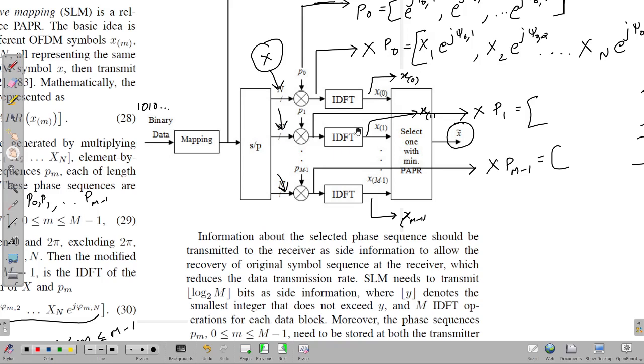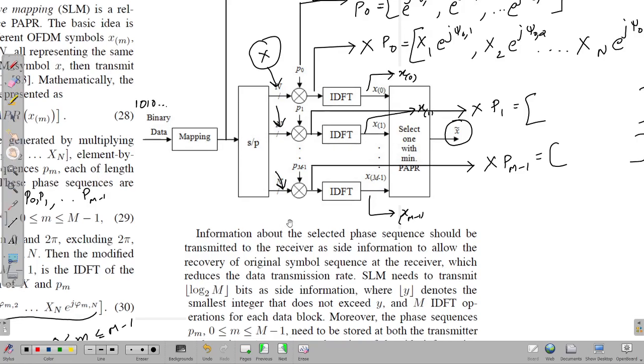And after DFT, IDFT, out of the sequences that you get, x0, x1 up to x m minus 1, the sequence with the lowest PAPR is selected and transmitted out. So this is the idea of selective mapping, or in short the SLM technique.